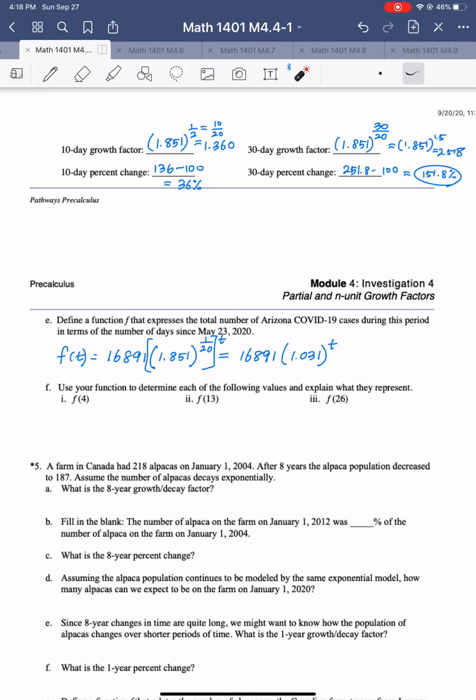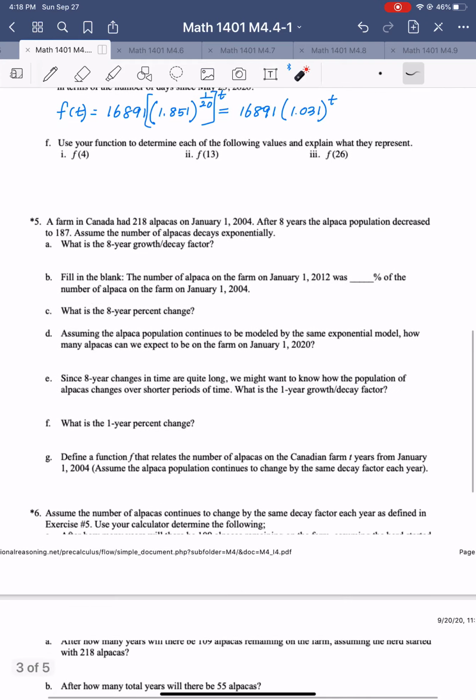Now, how about the 4 days after? How about 13 days after? How about the 26 days after? All right, let's look at number 8.